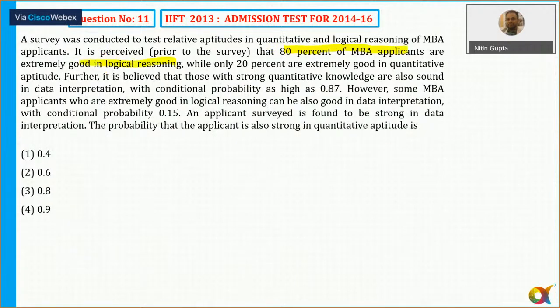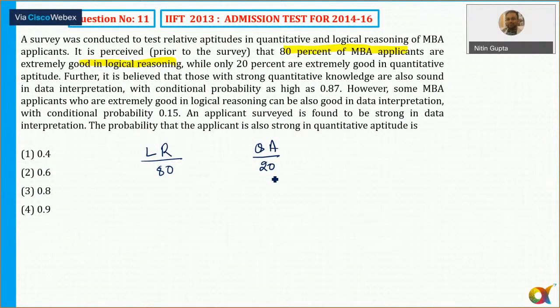in logical reasoning. Okay. So I'll say, let's say 100 students. So in logical reasoning, how many students? That's 80 students are given, while only 20% are extremely good in QA. 80 people are good in logical reasoning and 20 people are good in QA. Further, it is believed that those with strong QA are sound in data interpretation with conditional probability as high as 87.